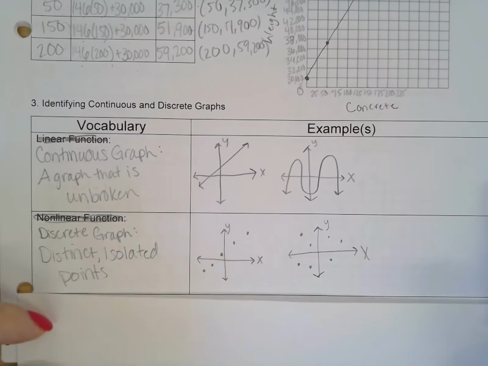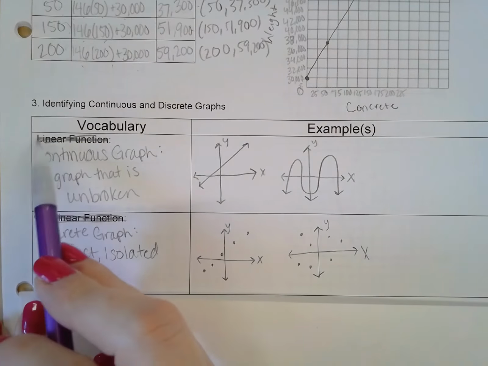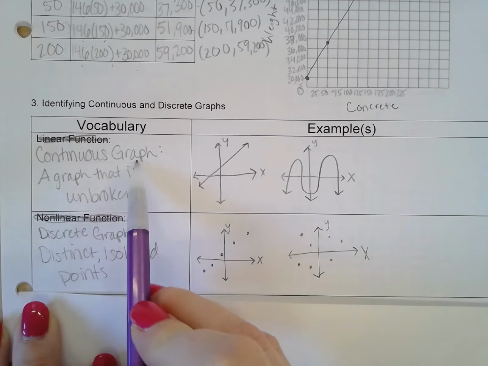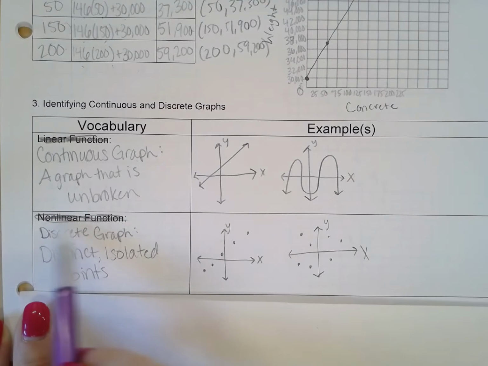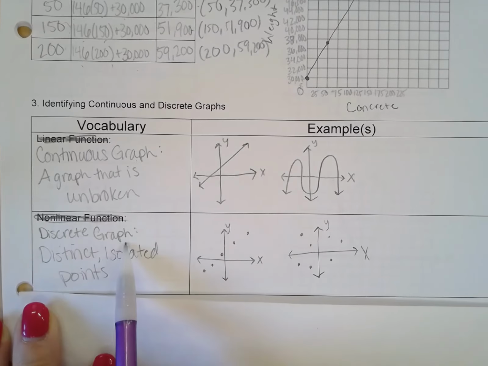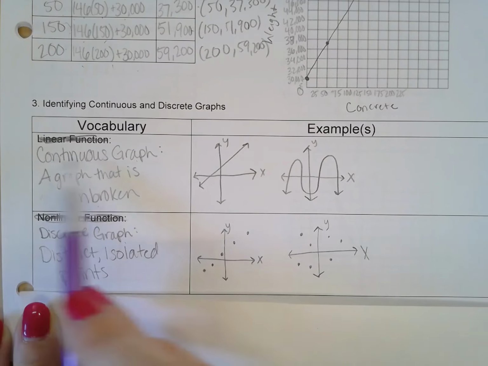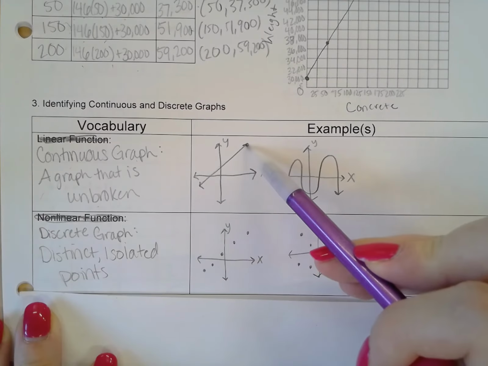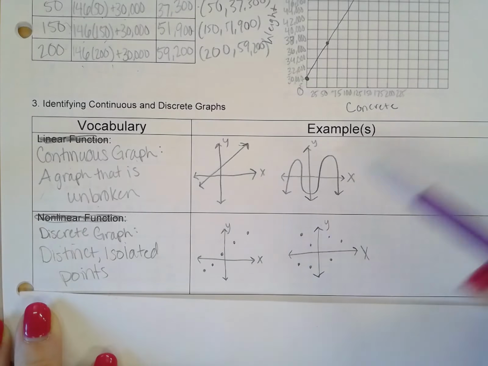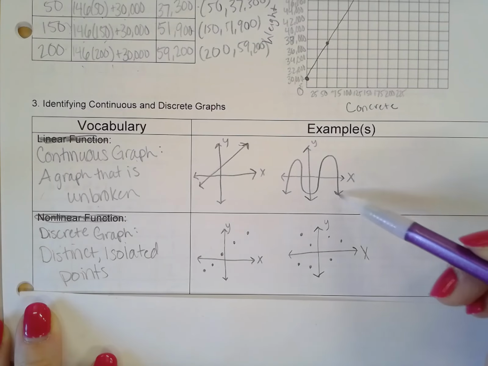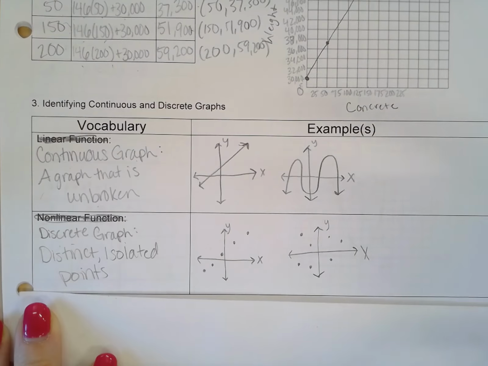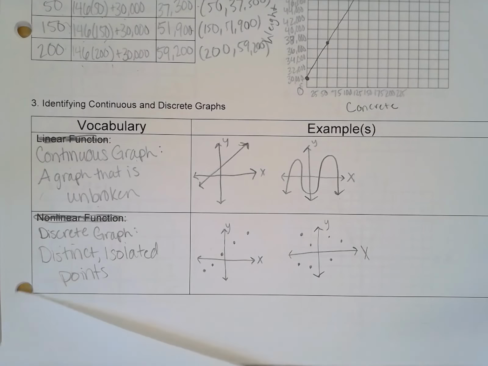So in the next vocabulary, first of all, I want you to make sure that the vocabulary words are typed out correctly. So this first one should be a continuous graph, and the second one should be what's called a discrete graph. A continuous graph is a graph that's unbroken. That's why it's called continuous. It can be a line as long as they're all connected. It can be a curve as long as it's all connected. There are no gaps. There aren't any weird things going on.